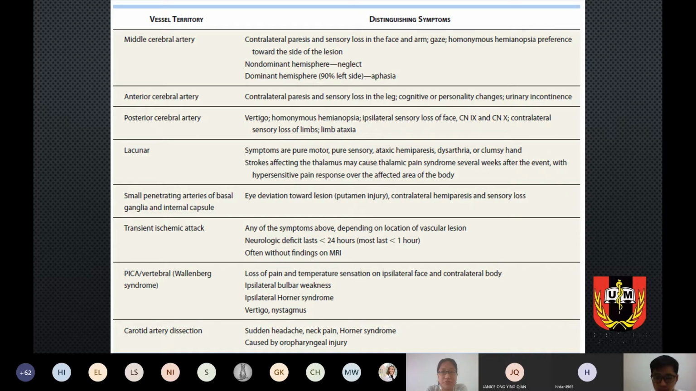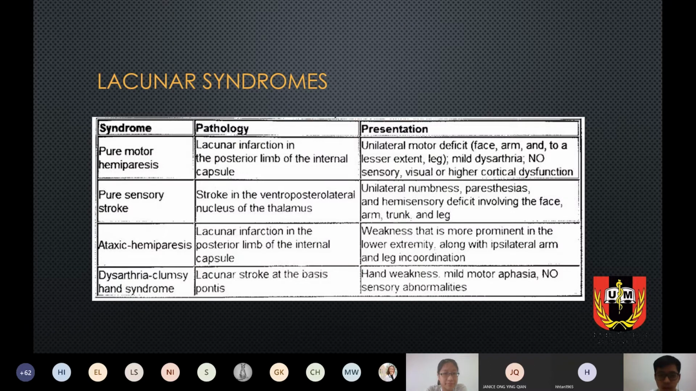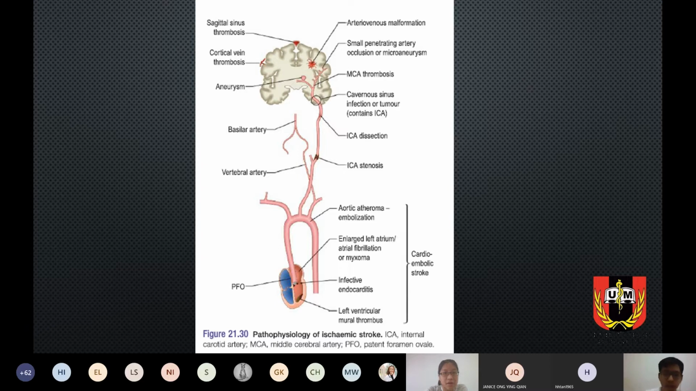I see. Okay, if not, I think we can move on to the next question. Next slide. Okay, so these are the lacunar strokes. I think probably no need to go into detail for this one. Okay, so this is another diagram I just took from Kumar and Clark. This is for the ischemic stroke, right?